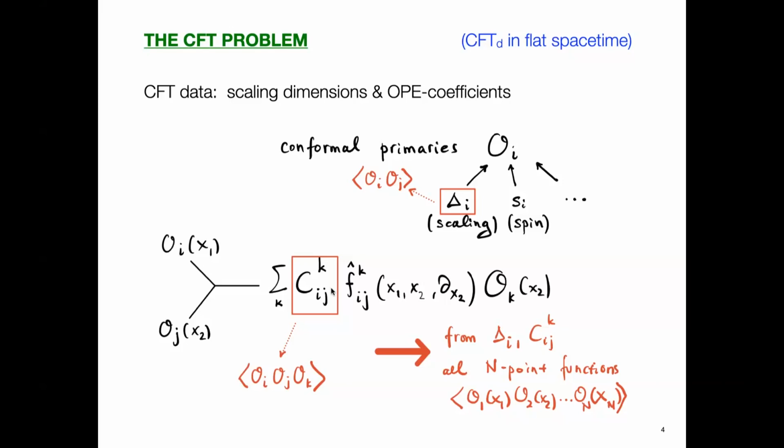But you see, once you have a structure like this, then basically you can use it inside any n-point function to reduce it down to 2-point functions or 3-point functions. So knowing the scaling dimensions and the 3-point function coefficients allows you in principle to determine any n-point function. So this data, the scaling dimensions and the OPE coefficients, is what I will call the CFT data. This is what we're after to compute.